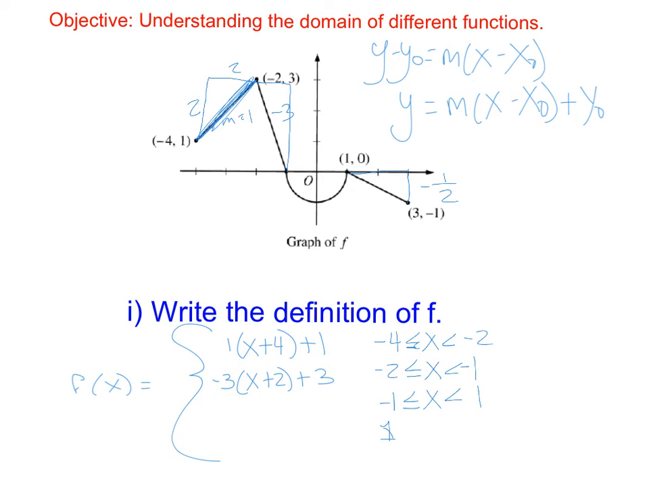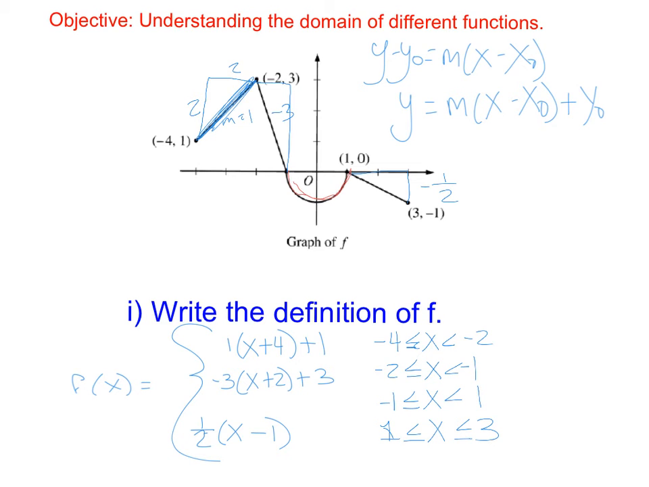1 less than or equal to x less than or equal to 3. This last one, 1/2, x minus 1. You could have used the other points also. I could have used the 3, -1. So what is this middle, what is this thing?